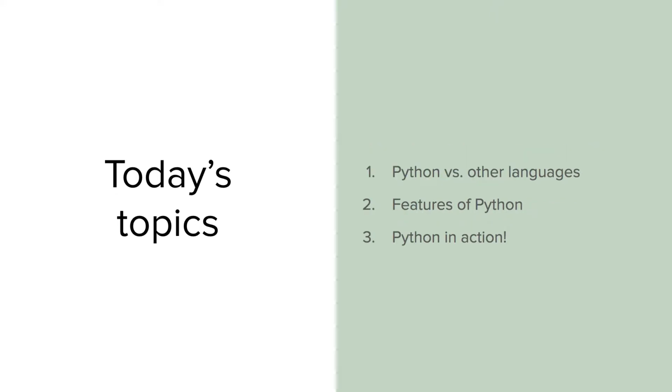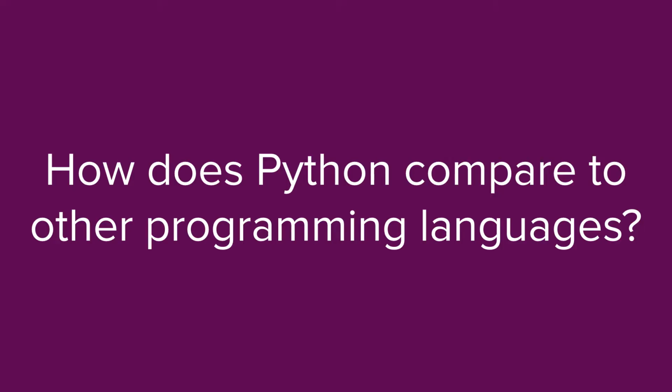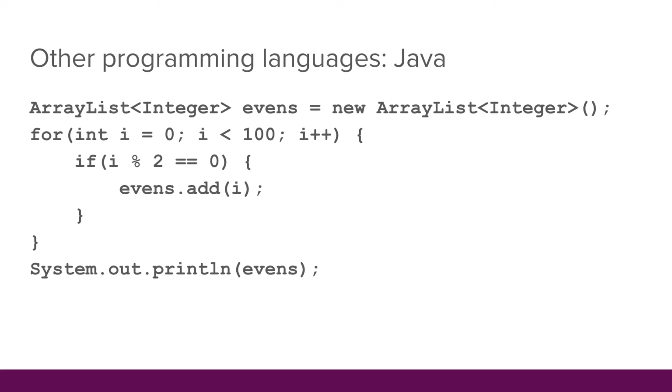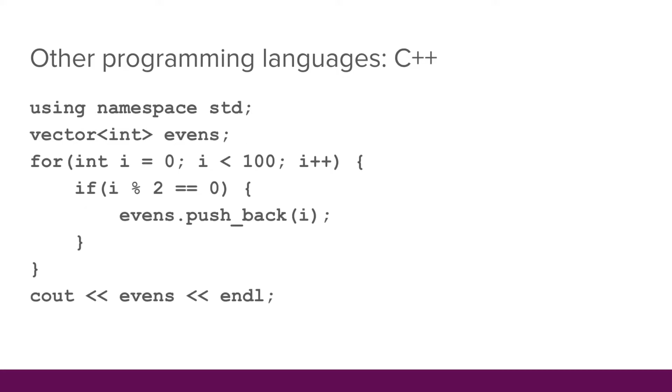So, just went over the overview. So how does Python compare to other programming languages? If you took 106A in Java here, this should look kind of familiar. We're just trying to create an array list here where we're including just the even numbers, and then at the very end we're printing all of them out. Similarly, if you took 106B here, this should also look fairly familiar, and it looks kind of like Java.